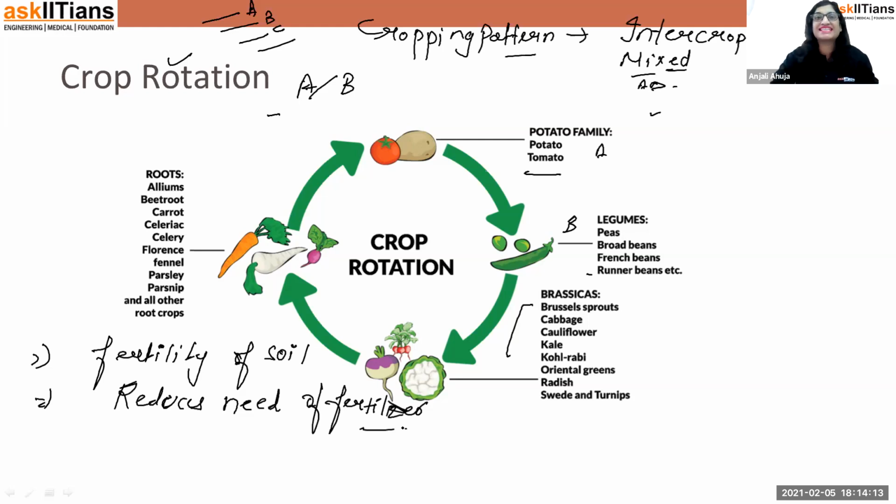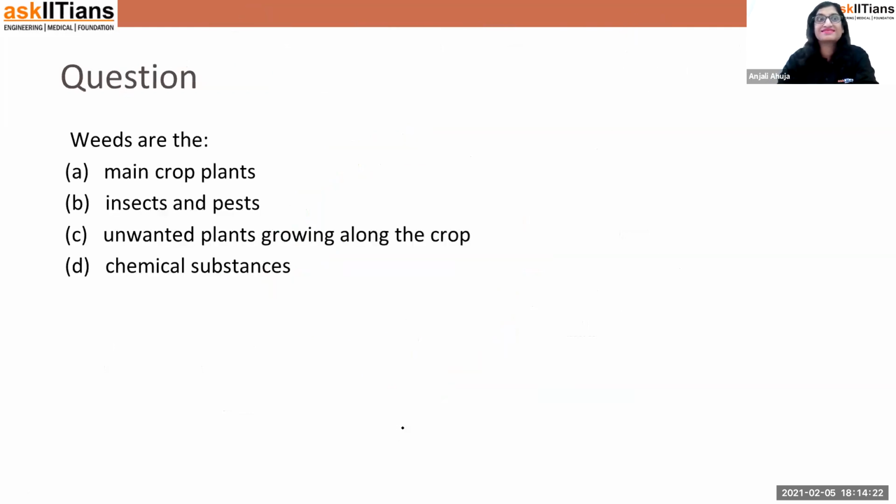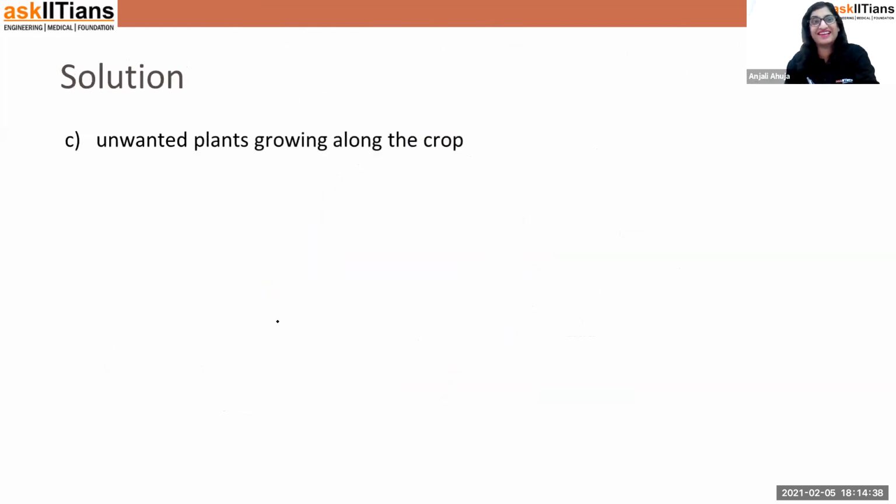I suppose now these things are done, and all the topics that we decided we are going to cover in this video are also done. But there are a few more things. MCQs. Weeds are the main crop plant. I feel that's a stupid question I have added. It's totally fine. Insects and pests, unwanted plants growing along the crop, chemical substances. I don't have to give you any explanation on this.